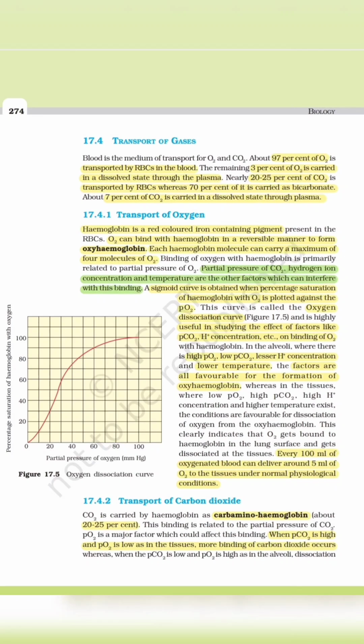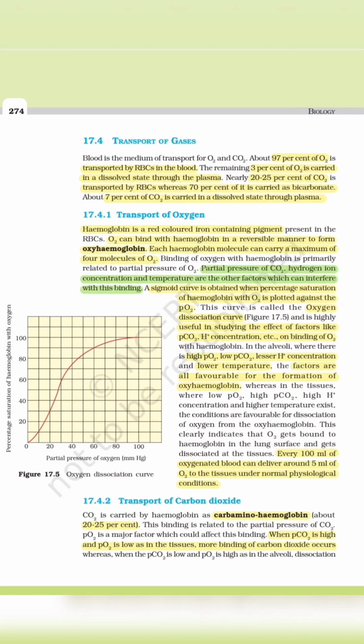In the alveoli, where there is high PO2, low PCO2, lesser H+ concentration and lower temperature, the factors are all favorable for the formation of oxyhemoglobin, whereas in the tissues, where low PO2, high PCO2, high H+ concentration and higher temperature exist, the conditions are favorable for dissociation of oxygen from the oxyhemoglobin. This clearly indicates that O2 gets bound to hemoglobin in the lung surface and gets dissociated at the tissues. Every 100 ml of oxygenated blood can deliver around 5 ml of O2 to the tissues under normal physiological conditions.